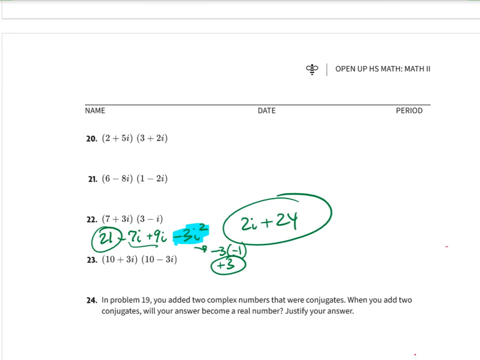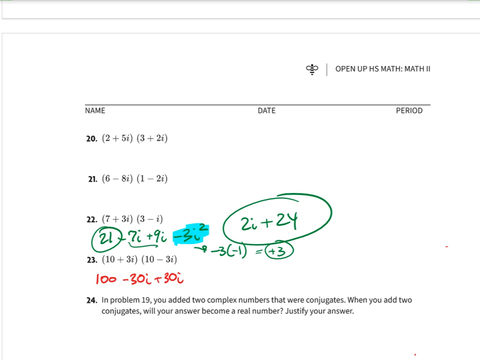Number 23, I'm going to clean this up a little bit. So here we're multiplying what's called a number and its conjugate, and a unique situation that comes out of this, and we'll talk about this again in number 25, is that the i term gets canceled out. So when we're multiplying through here, 10 times 10 is 100, 10 times minus 3i is minus 30i, 3i times 10 is plus 30i.